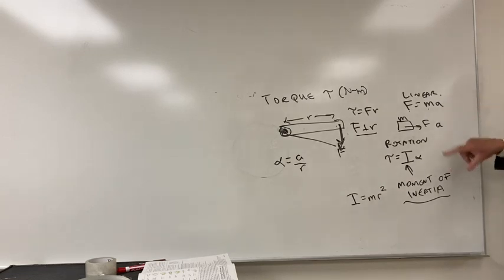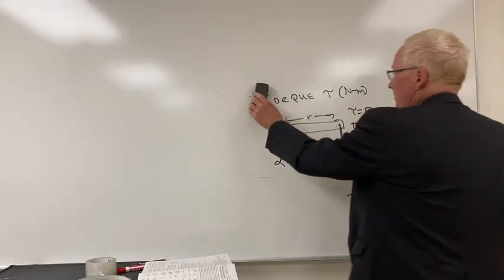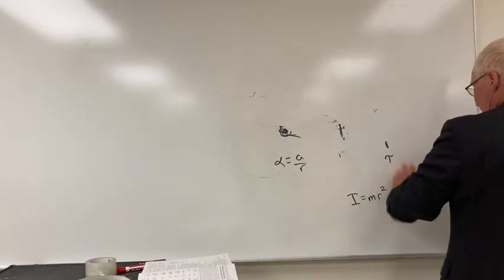These look very similar, but instead of F, we have torque, and instead of mass, we have moment of inertia, and instead of a, we have alpha. So let me do a couple examples here. Ones we're just going to compare.